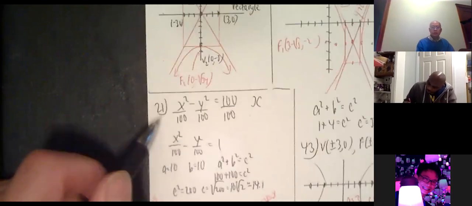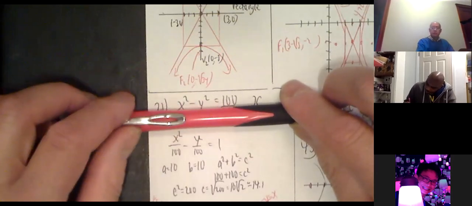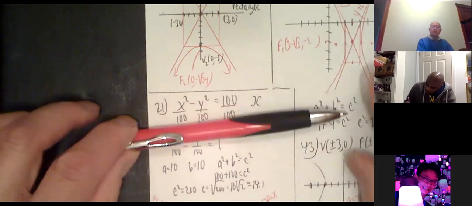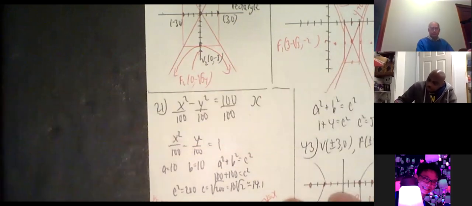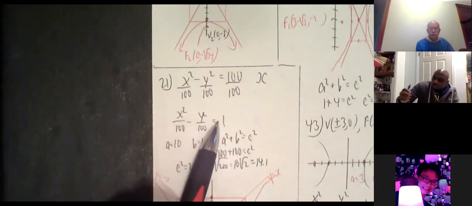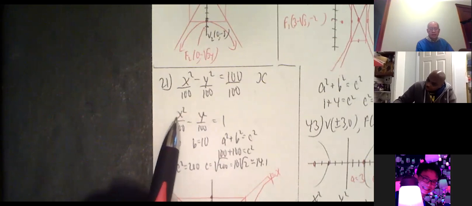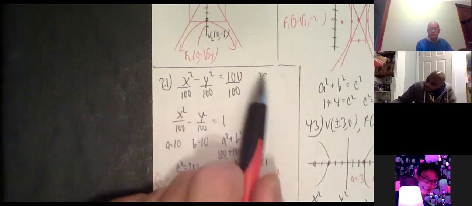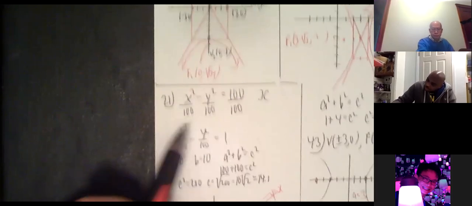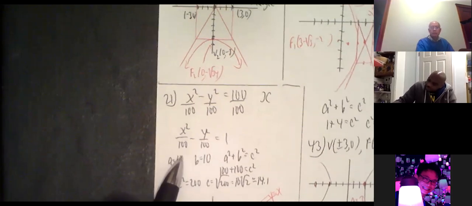Okay, 21. x squared minus y squared equals 100. Well, I don't want 100, I want 1. Divide by 100. x squared over 100 minus y squared over 100 equals 1. That means A and B are 10. X is first, so it's going to go left and right. Y was first before, so it went up and down.